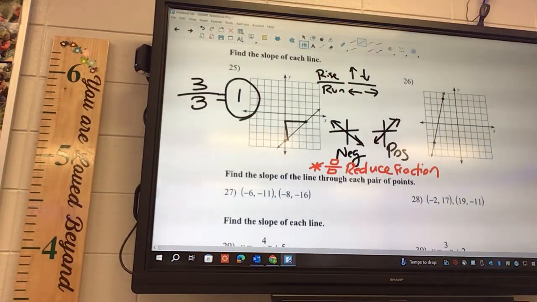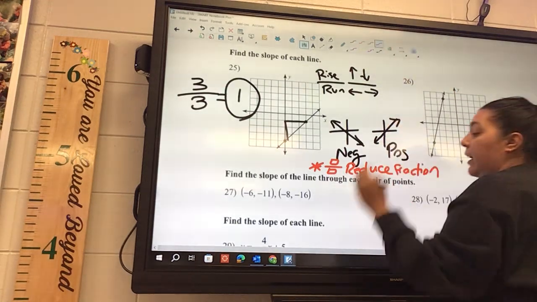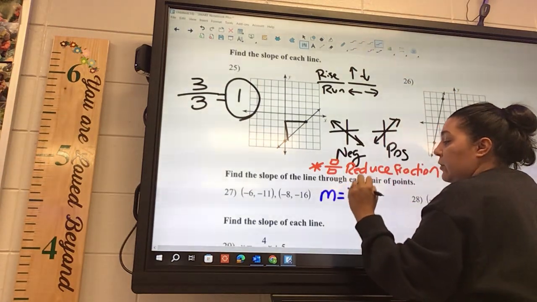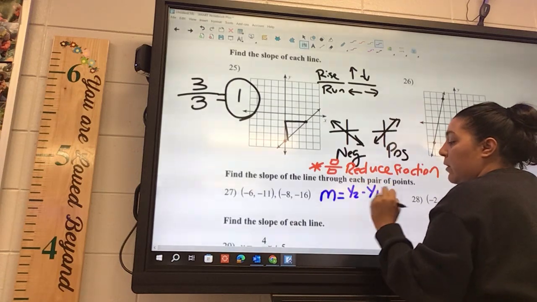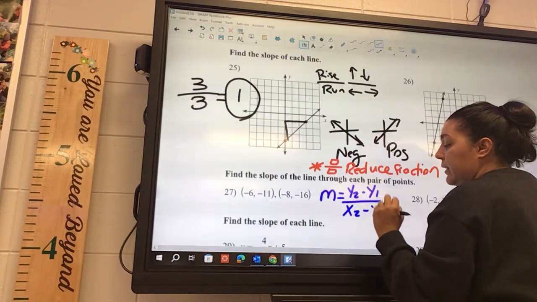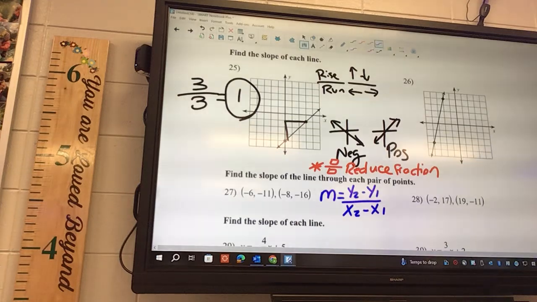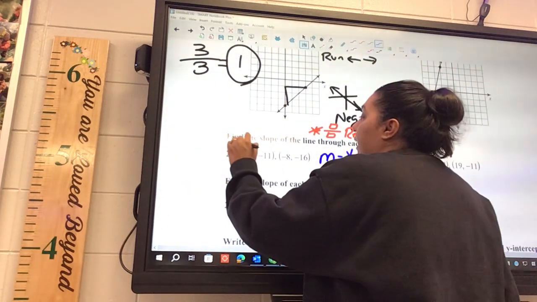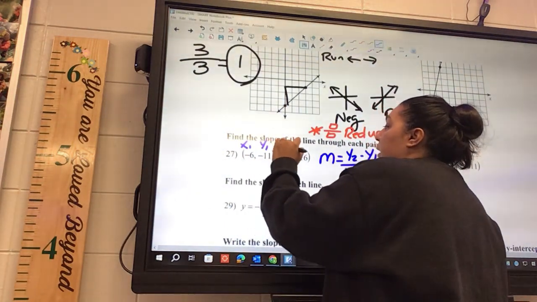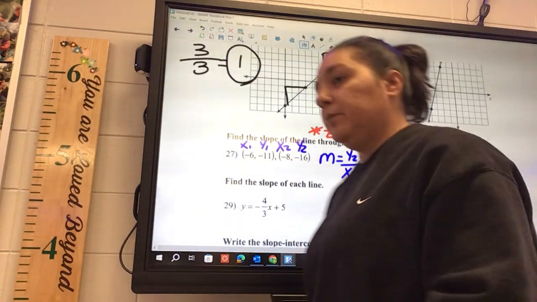Okay, 27 says find the slope. Write down this formula on your paper. It looks like this: m equals y2 minus y1 over x2 minus x1. Okay, that's the formula we need for 27. So we're going to go ahead and label x1, y1, x2, y2.